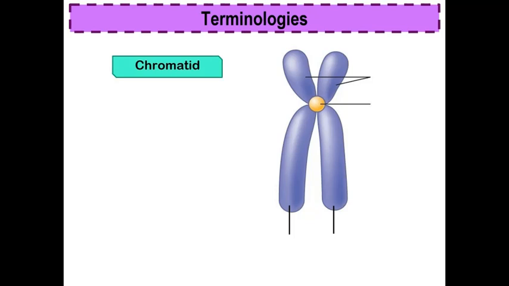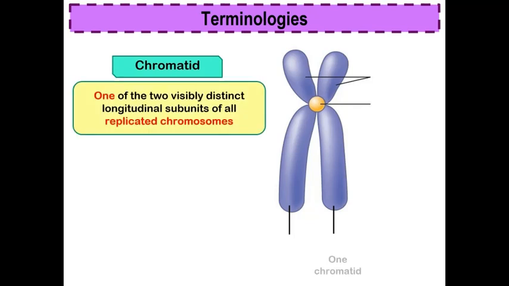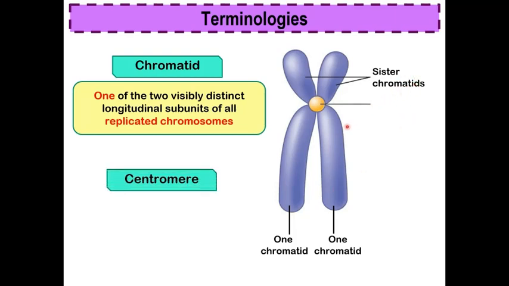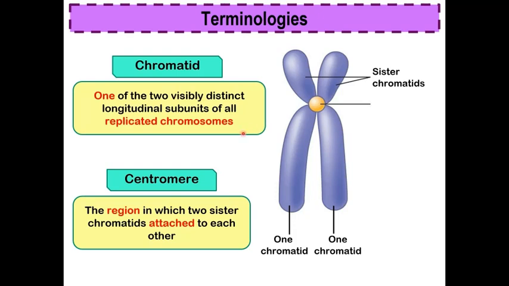First terminology is chromatid. From this diagram, we have one chromatid and another chromatid. So two chromatids that attach to the same centromere we call sister chromatids. The centromere is the region in which two sister chromatids attach to each other. The next terminology is homologous chromosome.